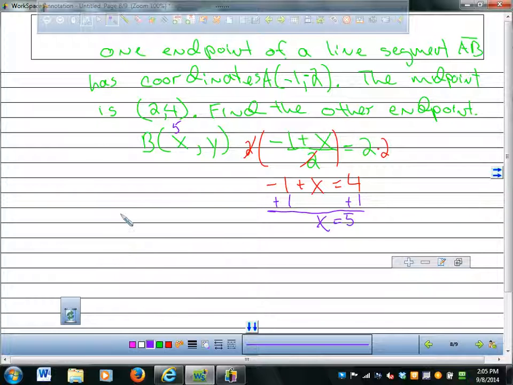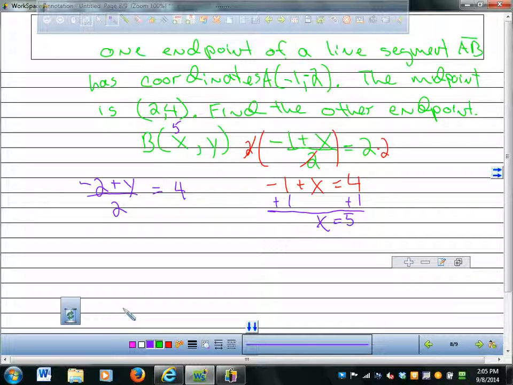Who can give me the equation to find y? Go ahead. Okay, Karen. Negative 2 plus y divided by 2 equals 4. Okay? And who wants to tell me how to solve that? Go ahead. Izzy. You multiply by 2 on both sides. Right, okay, so you multiply 2 by both sides, okay?